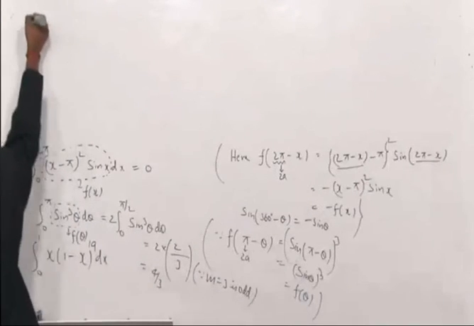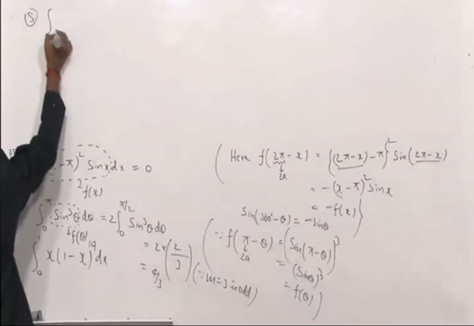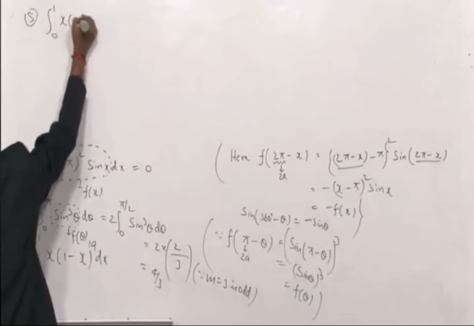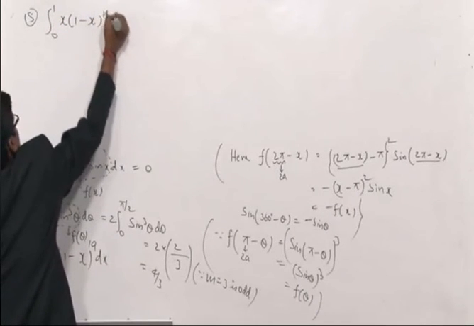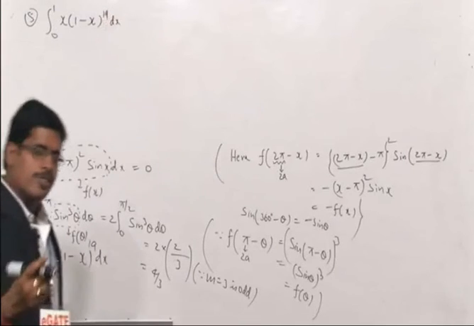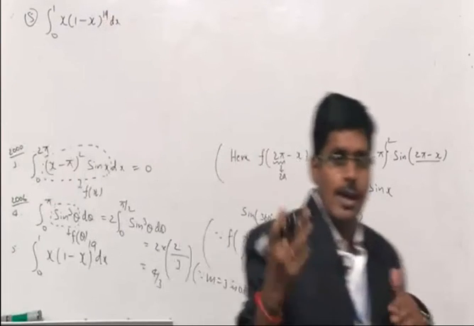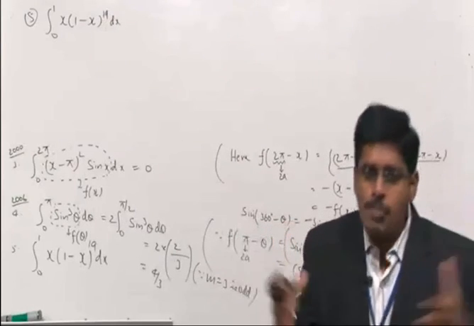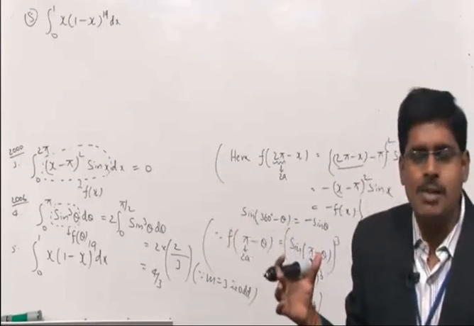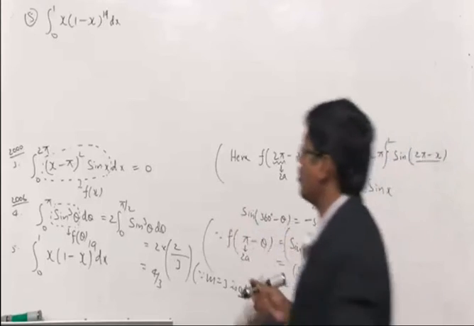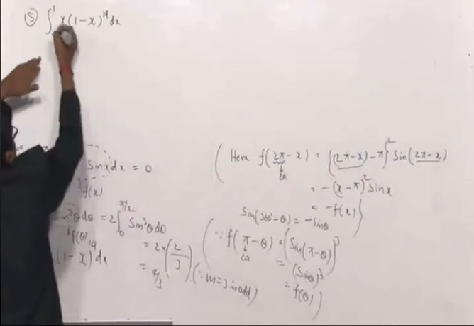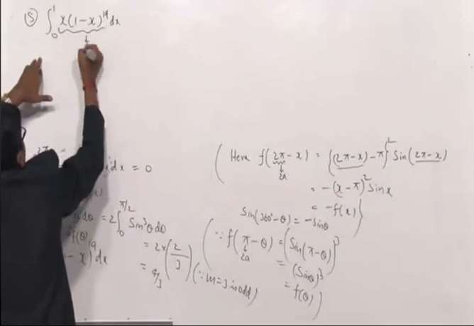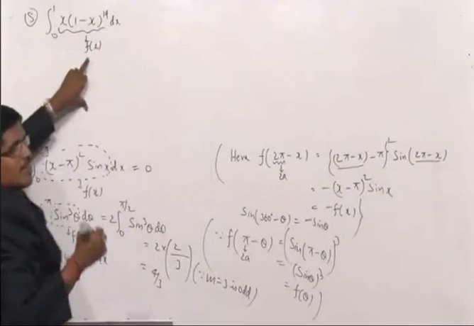So the fifth problem I am doing here: integral 0 to 1 of x times (1 minus x) raised to 19. Even though we know (a minus b) whole square, (a minus b) whole cube, and (a plus b) raised to 19 by the binomial theorem, it becomes laborious. More number of terms, and term by term integration takes a lot of time. So these properties help a lot. Let me denote this entire function being integrated as f x.